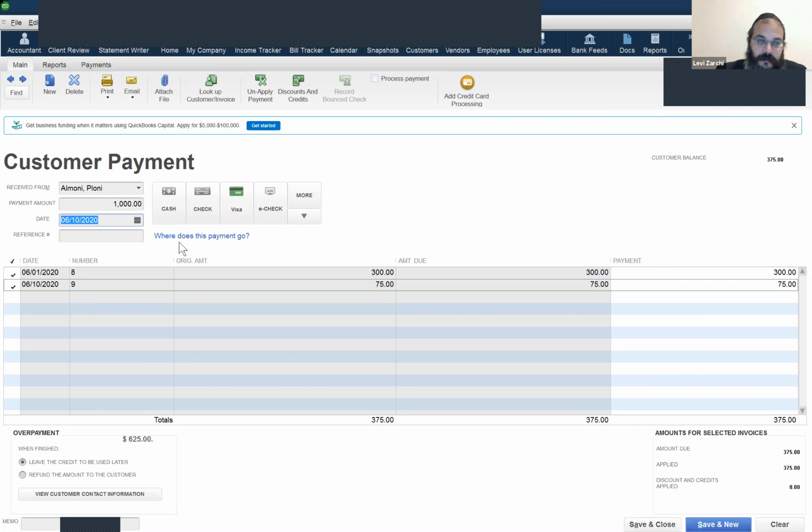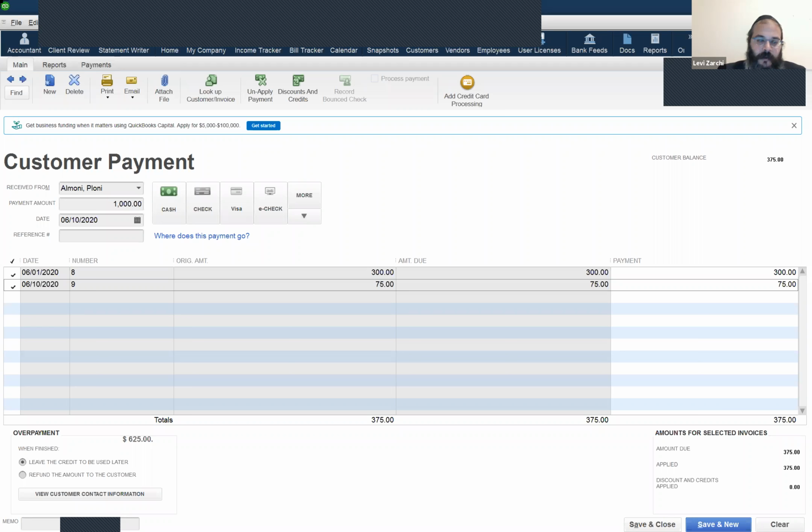I'll highlight the cash because that's what we know about this customer. And it says, do you want to leave the credit to be used later or refund the amount to the customer? No refunds. We're happy to get plenty of money that was owed us, the 325, 375. Now let him come back to us for more services. And what's going to happen now is we're going to have a credit of 625.